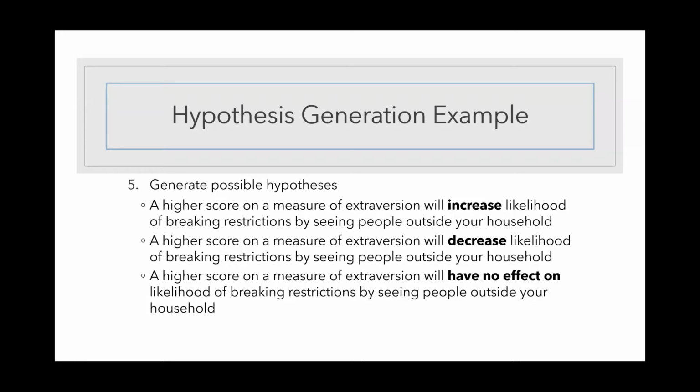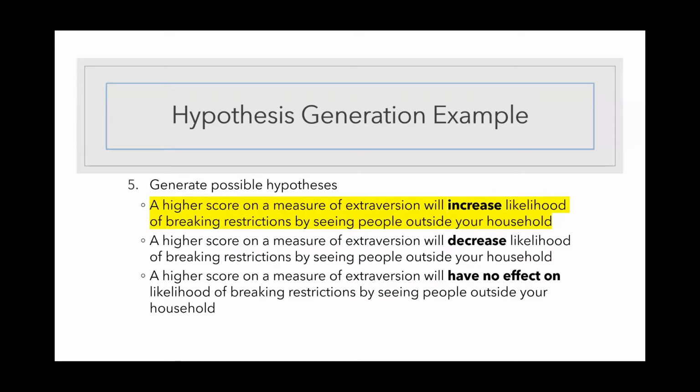In this case, even if there's scant research, I could make a decently informed guess based on my knowledge of the construct of extroversion. So looking at these possibilities, a higher score on the measure of extroversion could either increase, decrease, or have no effect on the likelihood of breaking restrictions. What do you think? Thinking about the construct of extroversion, I'm going to go with the top one.